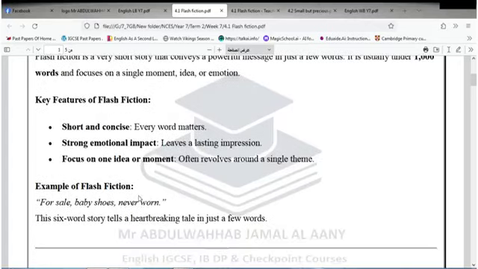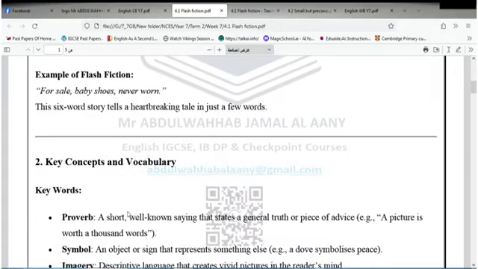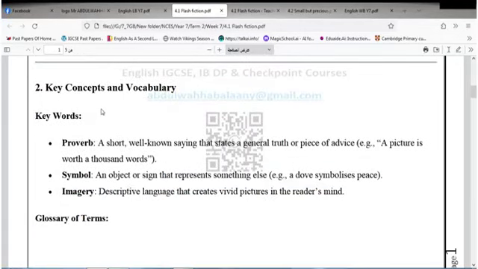An example of flash fiction: For Sale is a very important and well-known story, Baby Shoes, Never Worn. This six-word story tells a heart-breaking tale in just a few words. For Sale, Baby Shoes, Never Worn. So the title itself will tell you what the story is talking about. And inside this story, we have lots of proverbs, lots of symbols, and lots of imagery.